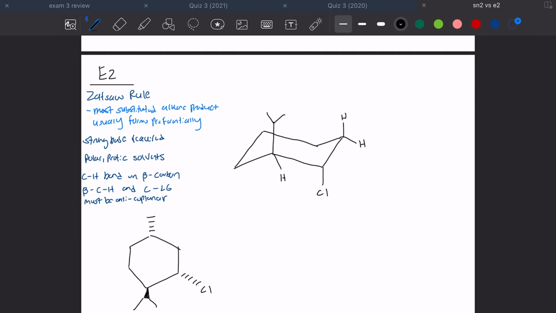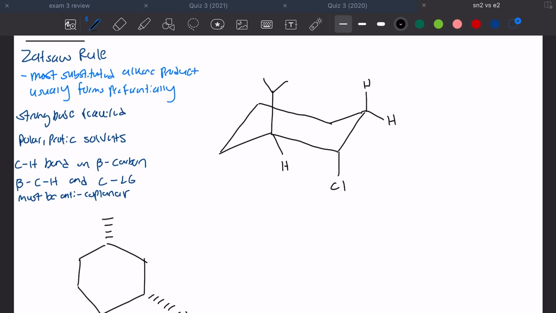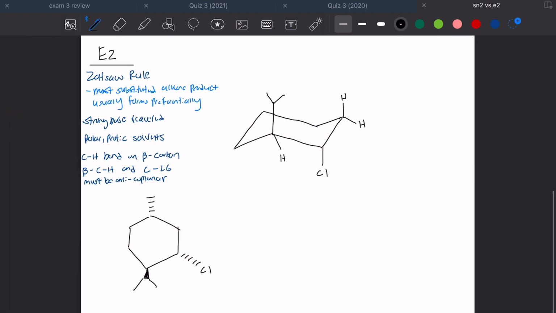So for E2, strong bases are required. So that basically means that you already have a good nucleophile. But you want to look at that nucleophile and determine if it's a strong base or not. Also, polar protic solvents are more preferred for E2, unlike SN2. And there should be carbon-hydrogen bonds on the beta carbon. So our leaving group in this case has this problem that I've drawn.